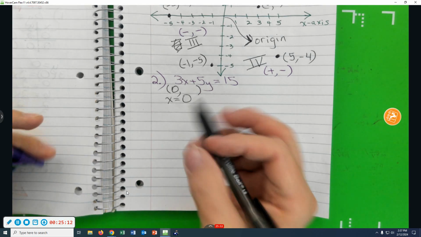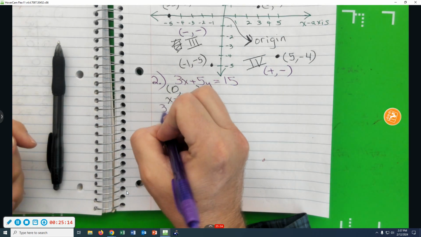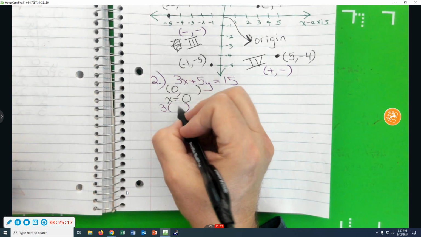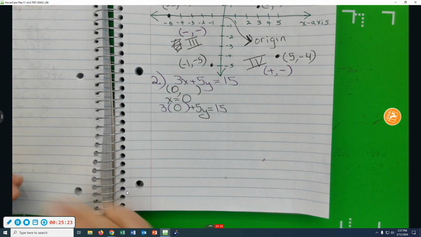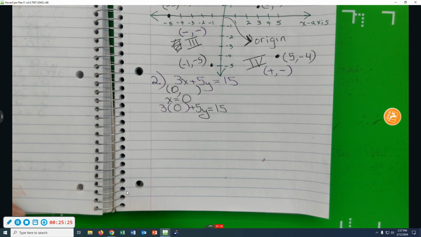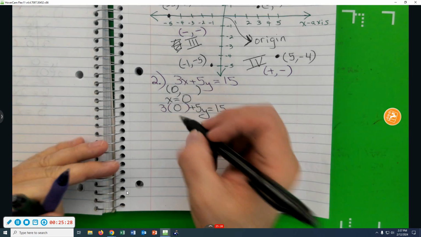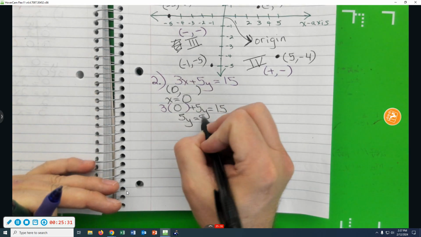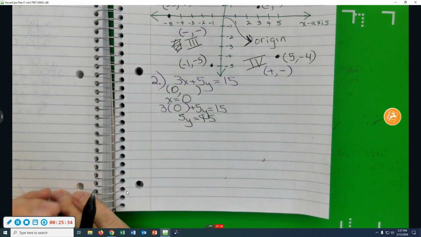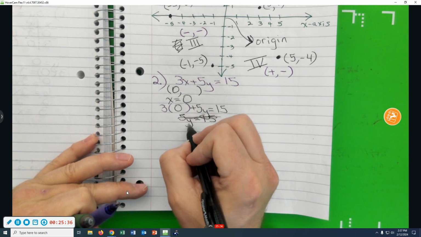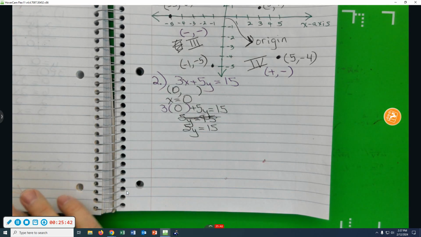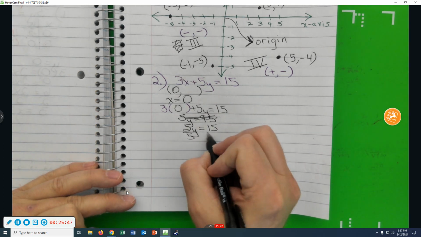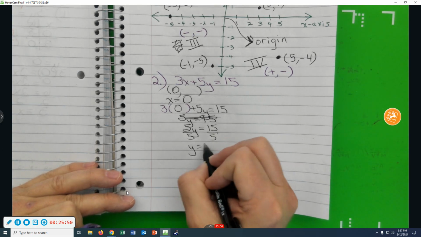3 times 0 plus 5y is equal to 15. 3 times 0 is 0, plus 5y, it's just 5y equals 15. So what do we do to solve for y? Divide by 5 to give us y equals 3.